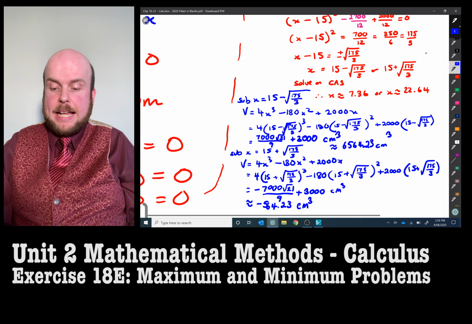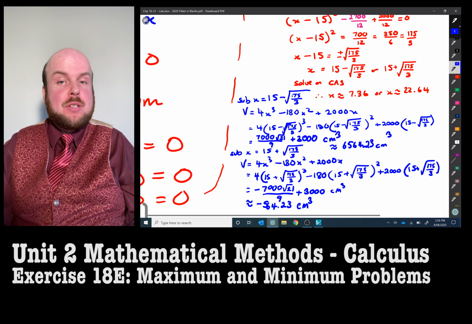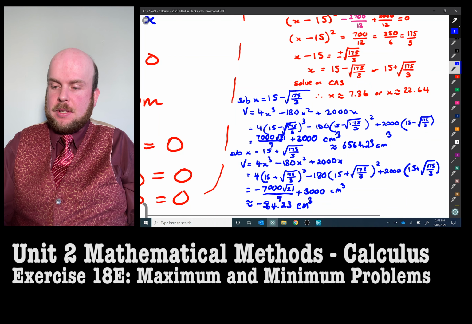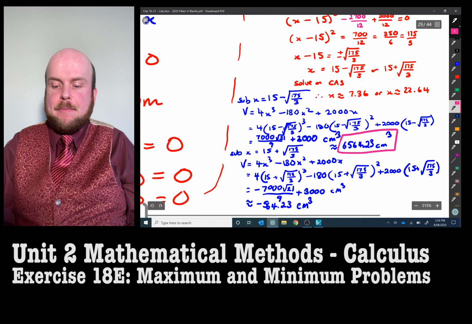So we solved this on the CAS and we got two answers. One was 6,564.23 cubic centimeters and one was negative 564.23 cubic centimeters. We cannot have a negative volume, so therefore the largest is going to be this one here.